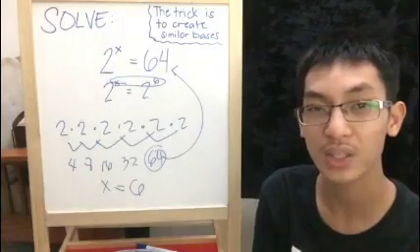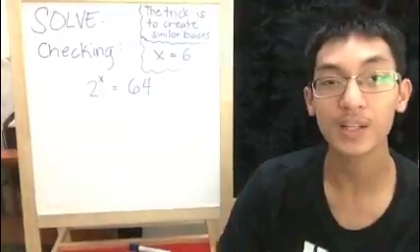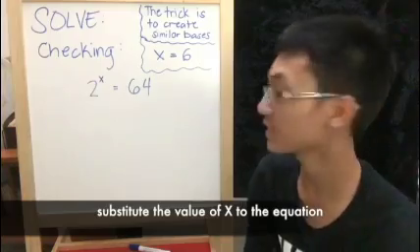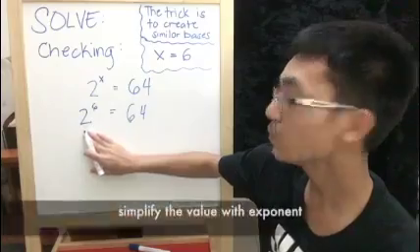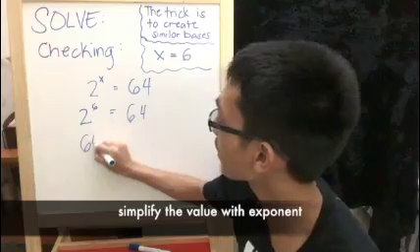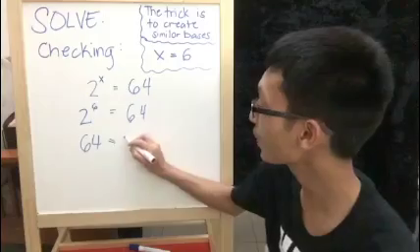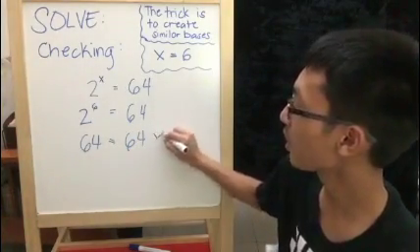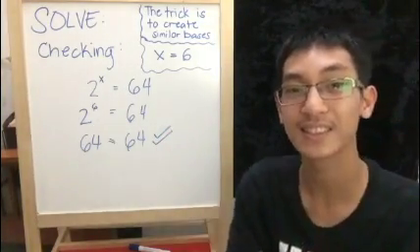So let's find out if our equation was correct. Now that we've got the value of x, which is 6, we need to substitute x in this equation. We simplify 2 raised to 6, which gives you 64. 2 raised to 6 is 64. Therefore, 64 is equal to 64. Then our equation was correct. And that's all for the similar base.